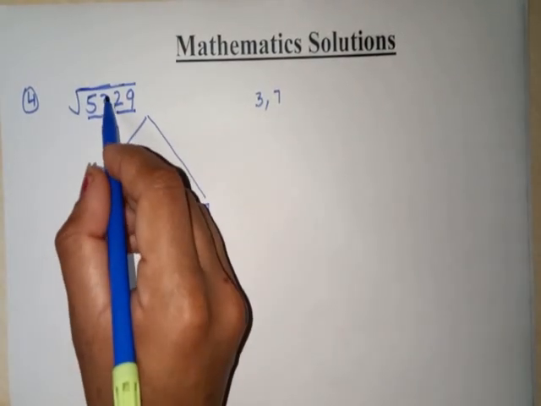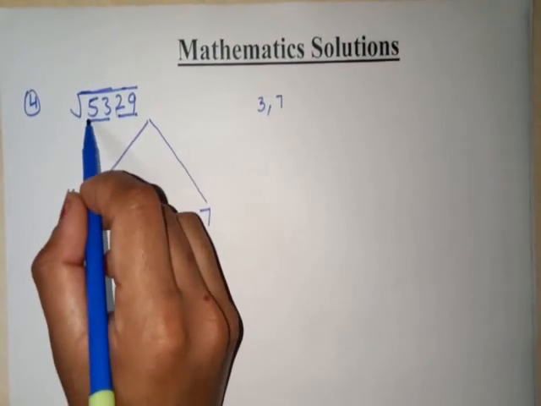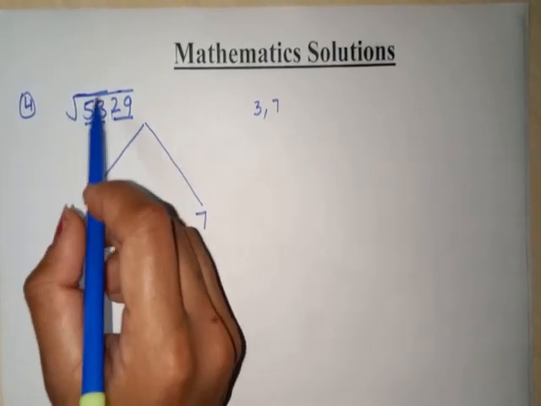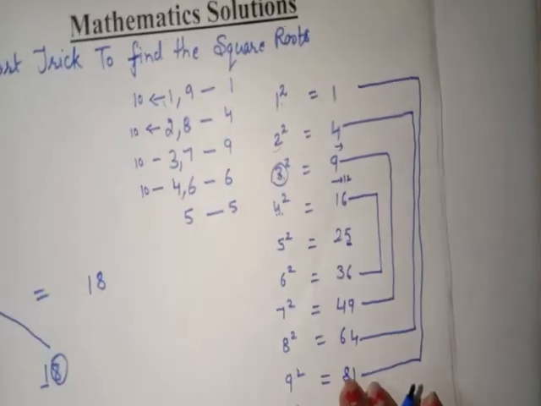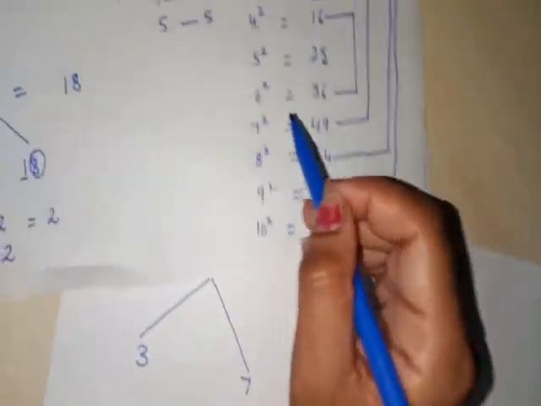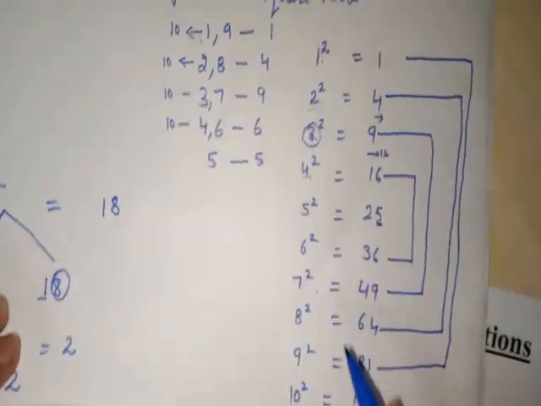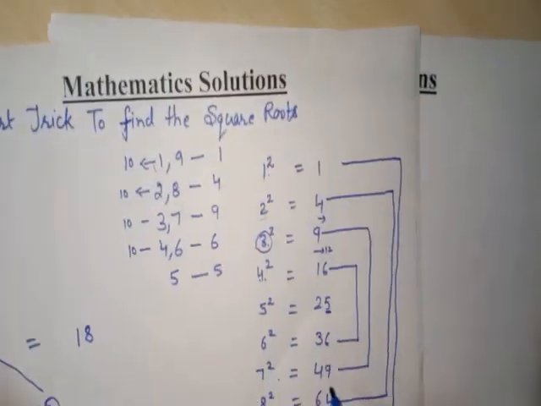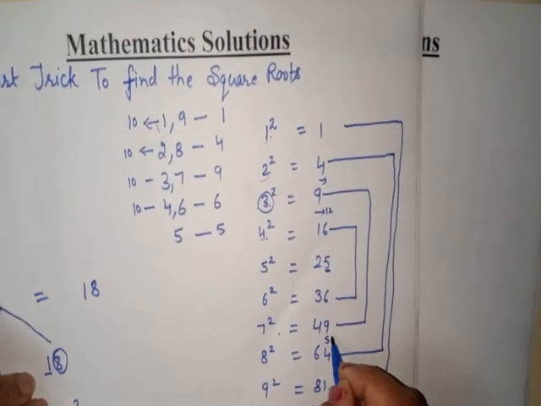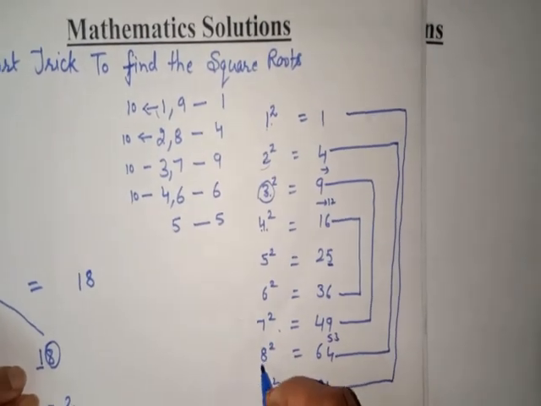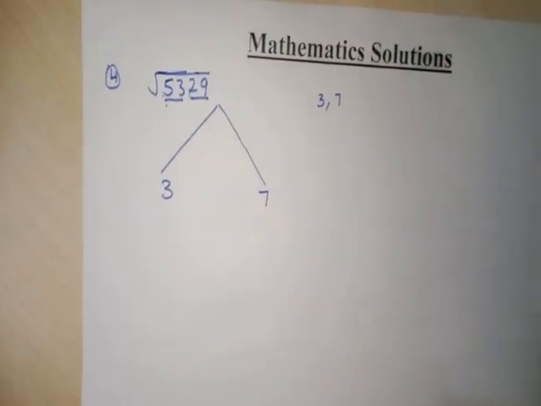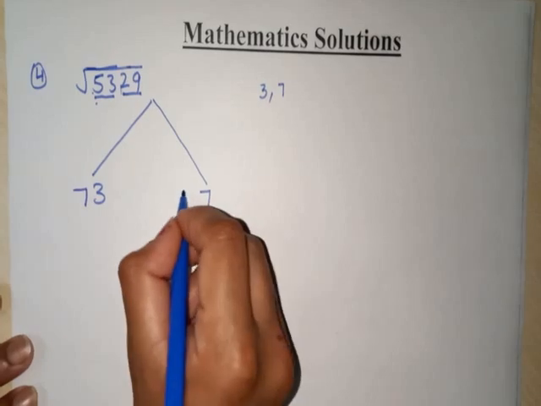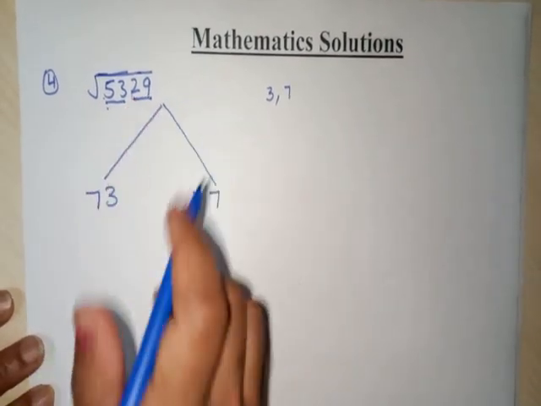After that we will see between which two squares the number 53 falls. So let's see. 7 square is 49 and 8 square is equal to 64. 53 falls between 49 and 64, and out of these two numbers, which is smaller? 7. So we write 7 as the tens digit of the square root of this number.